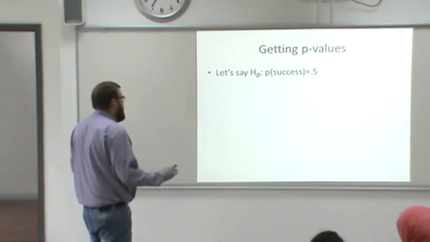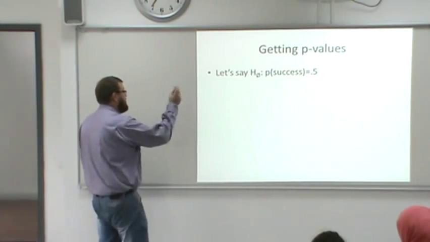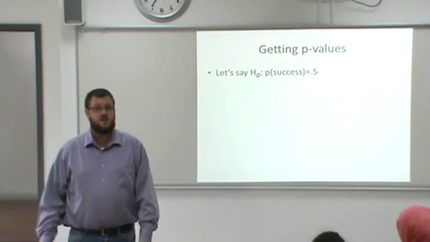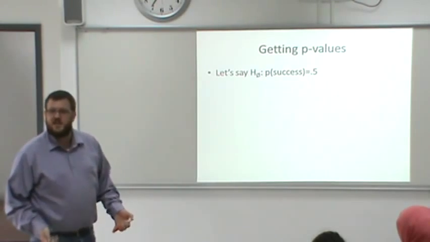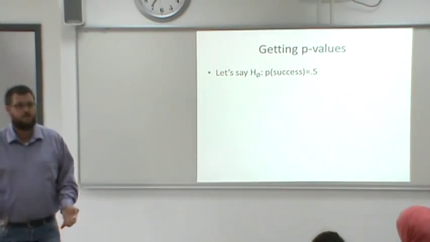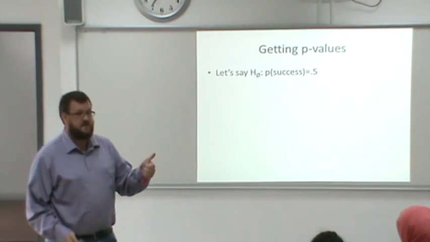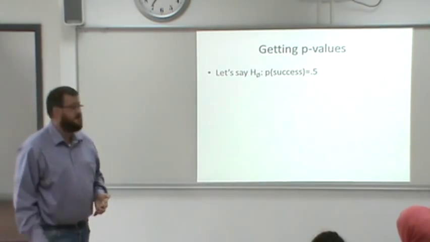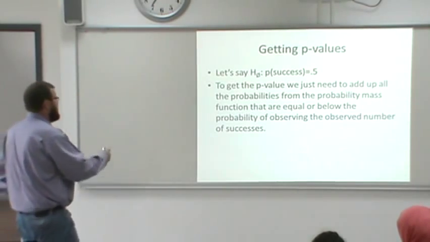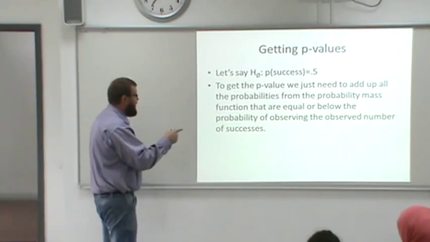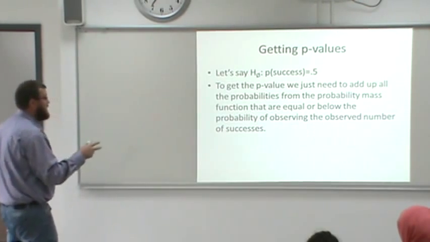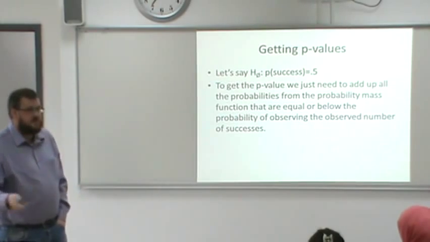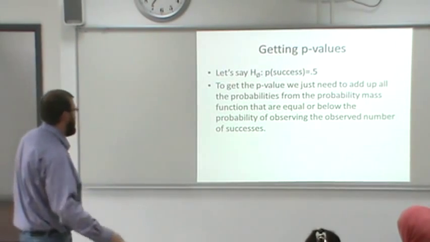All right, so how do we get the p-value? If we say our null hypothesis is that the probability of success is 0.5, what other information do we need to know to get p-values? We need to know the probability of success. We need to know how many times we're flipping it, right? So to get the p-value, we just need to add up all of the probabilities from the probability mass function that are equal to or below the probability of observing the observed number of successes for that many trials.